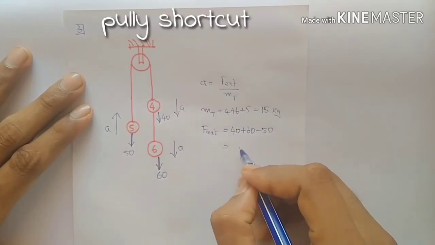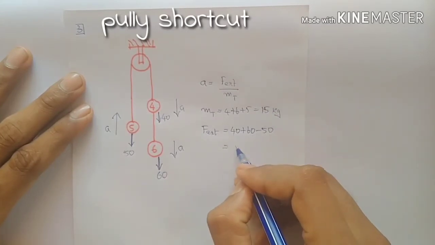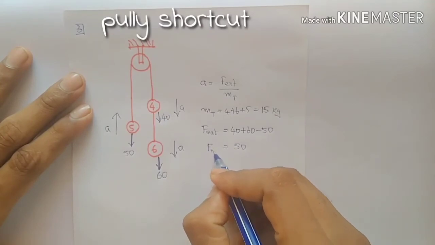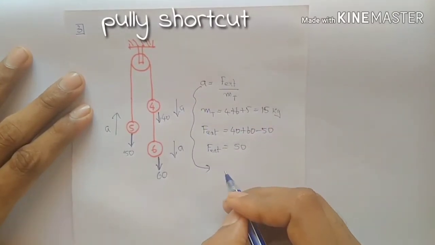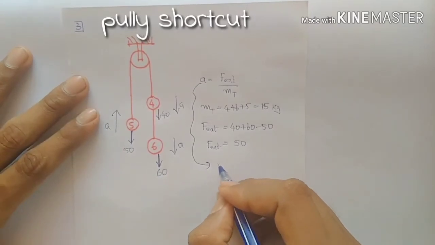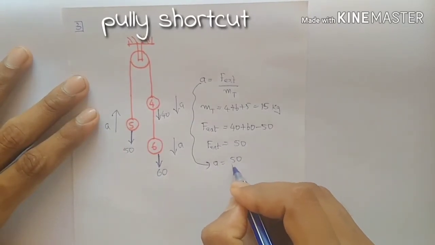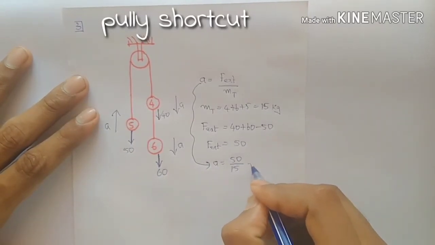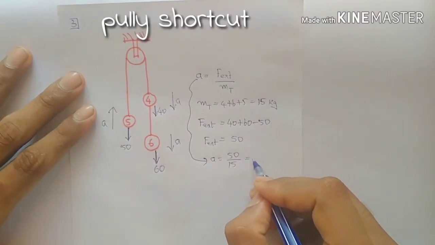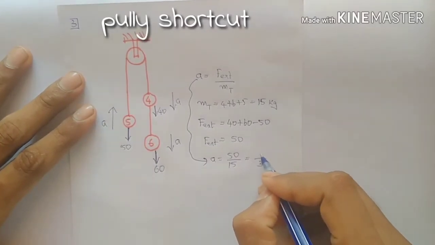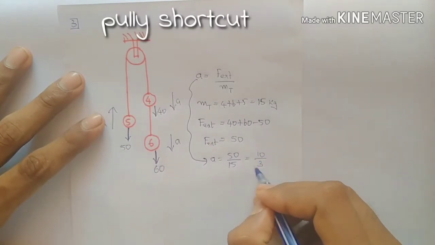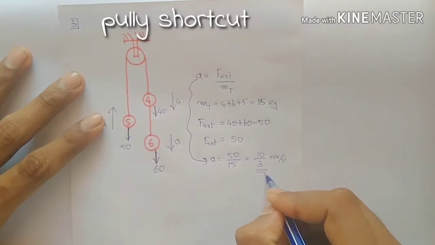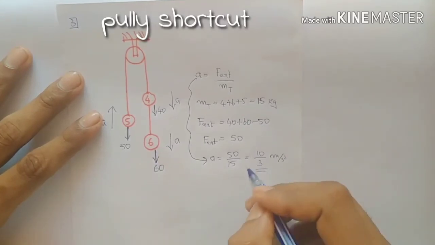The answer is 40 plus 60 is 100, 100 minus 50 is 50. The external force is 50 Newton. Therefore, our acceleration A is equal to total external force divided by total mass. Solving this, we get 3 by 10 meter per second square. Then, now let's find out the tension.